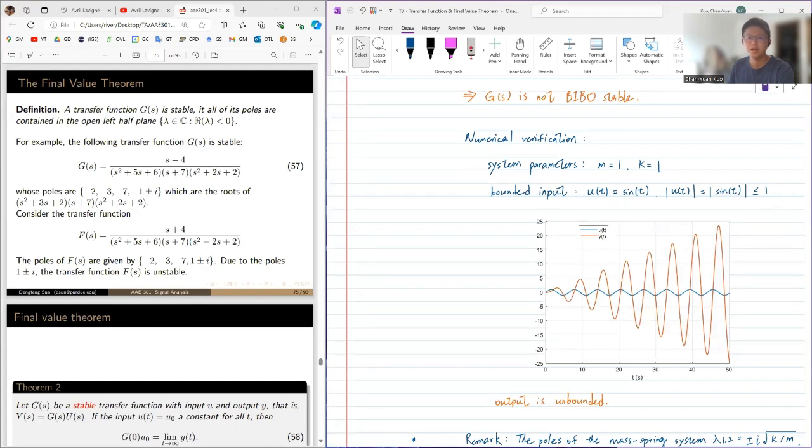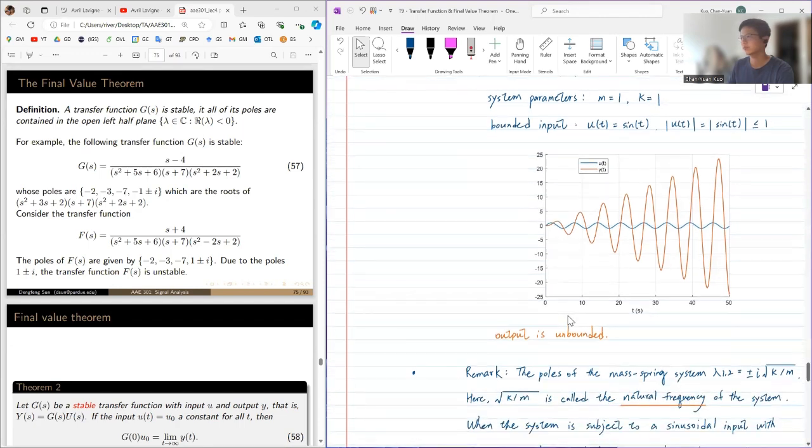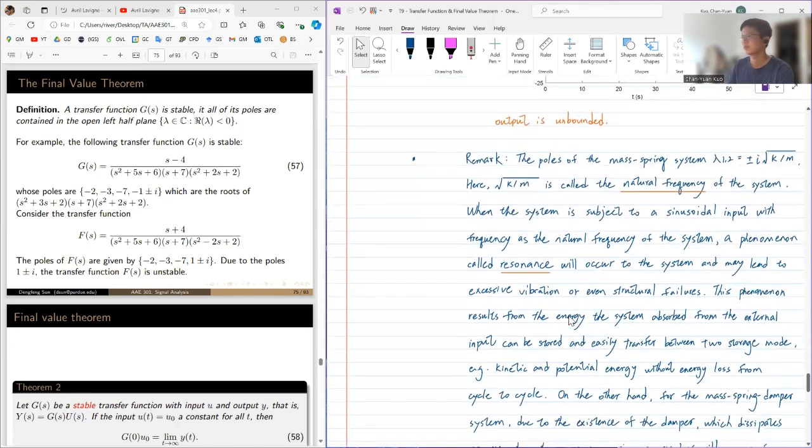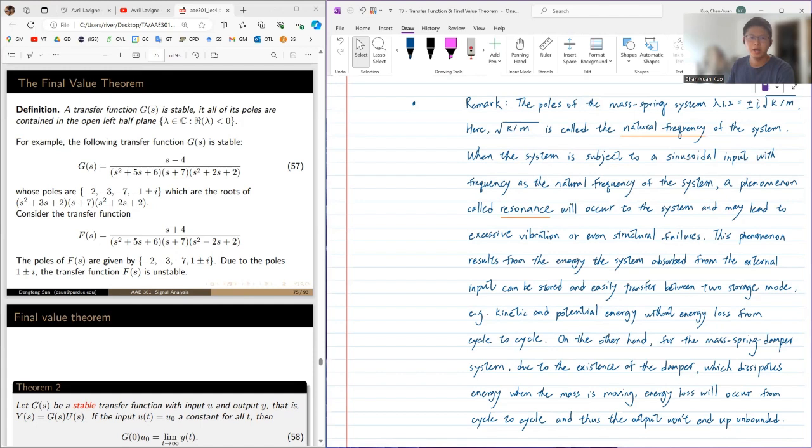the system. From this simulation, we see that the output can be unbounded even when the input to the system is bounded. And this matches our previous conclusion that the system is not BIBO stable. Okay, let's wrap up this part with a remark.